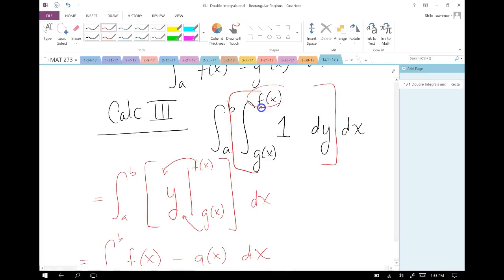So we're allowed to have x's here because my dx is outside of that. I haven't done dx yet. I'm allowed to have x's on the inner because my dx is my outer.